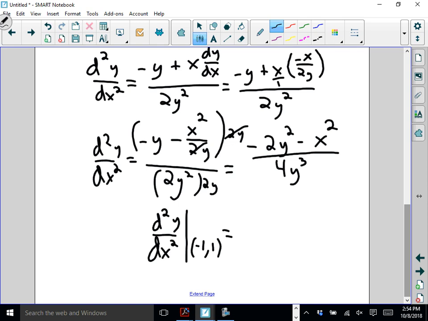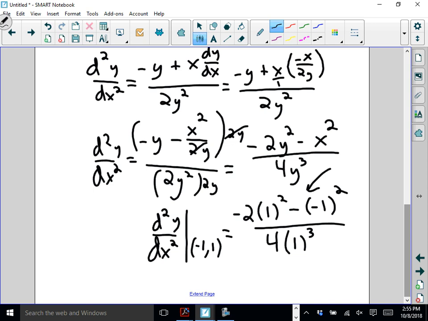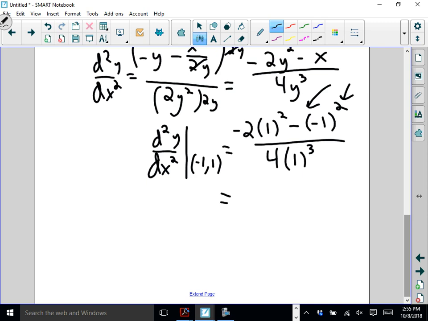So all my x's are becoming -1s, all my y's are becoming 1s. So I got -2 times 1 squared minus -1 squared over 4 times 1 cubed. Now I see sometimes people looking right here and they say, oh, that's +1. Be careful, we gotta follow PEMDAS. So we get -2 minus -1 squared is 1 over 4, and I get -3/4.